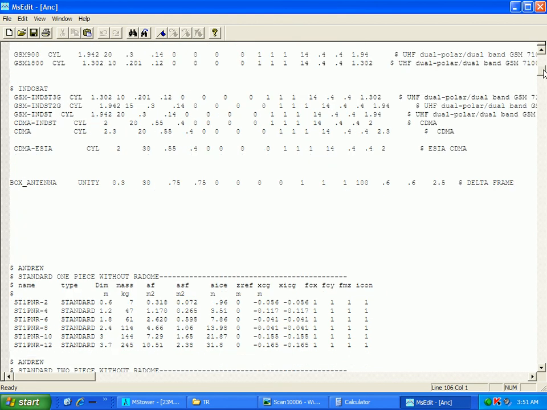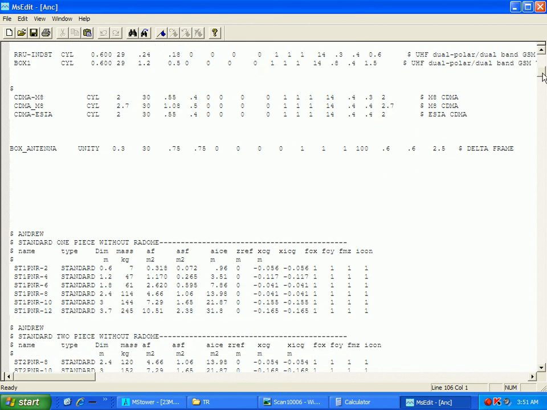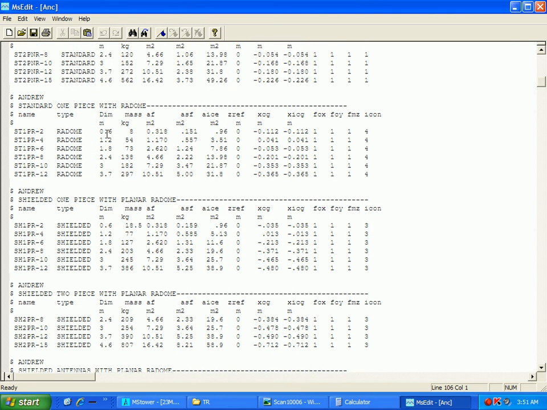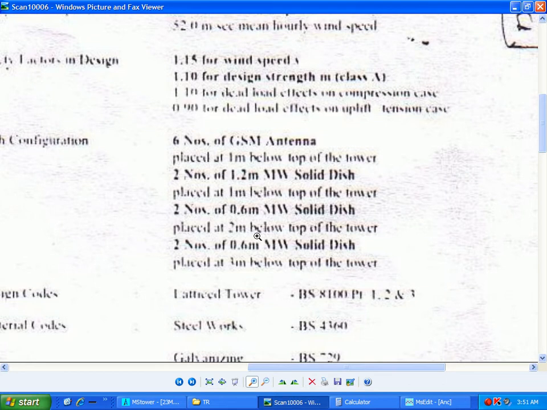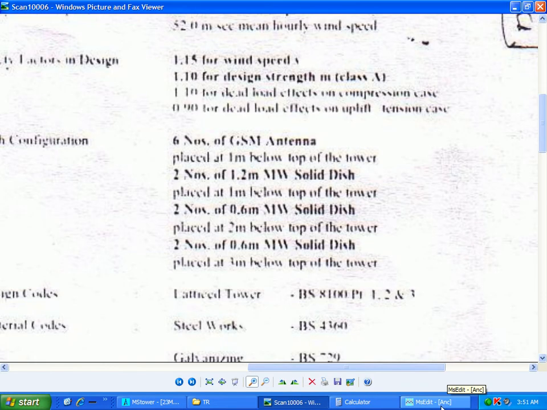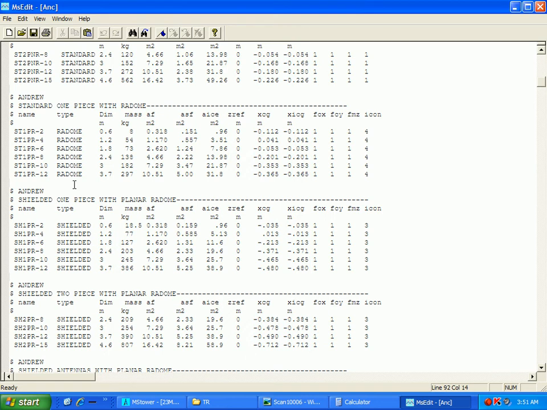And if you go through this PNs, then you see there are many types of antennas: shielded, with radome, without radome, standard antenna. So if your vendor asks for standard antenna, you will then give this antenna. If your vendor asks for radome antenna, then you will give this. We normally give shielded antenna, because shielded antenna gives the highest value for wind. That's why we consider the highest wind speed and use shielded antenna.